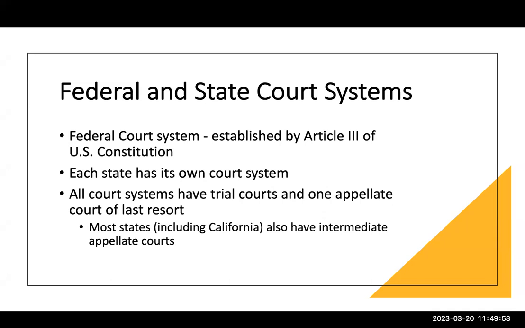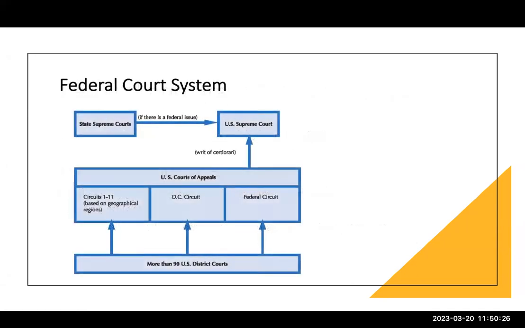One thing that's in common with all of the court systems we have are trial courts and appellate courts. Most states, including California, have two levels of appellate courts. One's called the intermediate appellate courts, and then the court of the highest level. And again, as the text points out, these courts have different names depending upon the state that's involved.